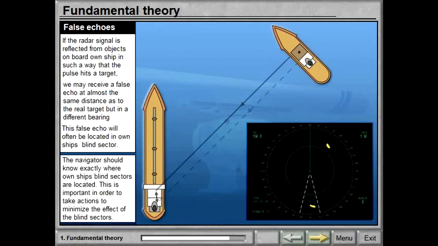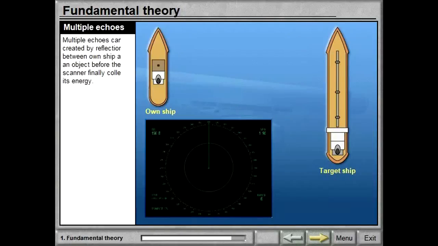The navigator should know exactly where own ship's blind sectors are located. This is important in order to take actions to minimize the effect of the blind sectors. Multiple echoes can be created by a reflection between own ship and an object before the scanner finally collects its energy.